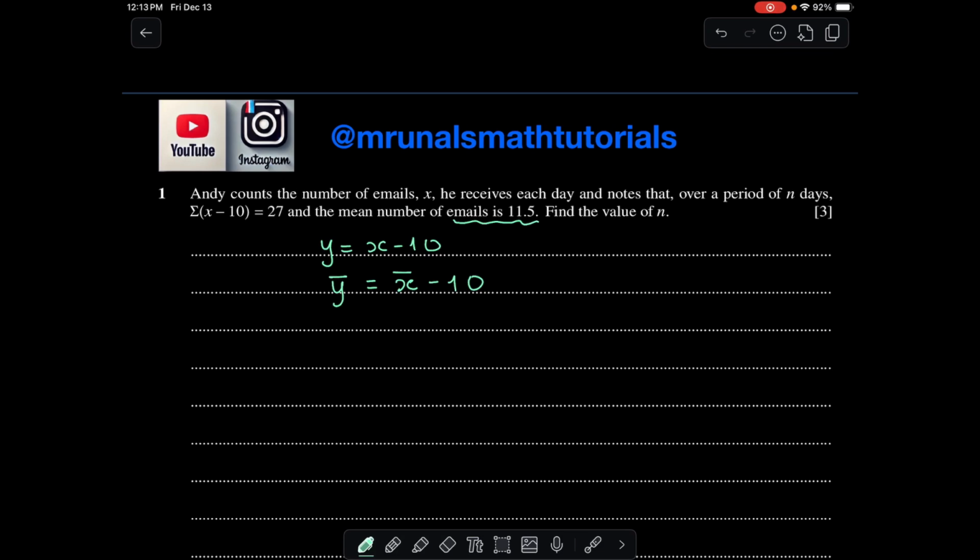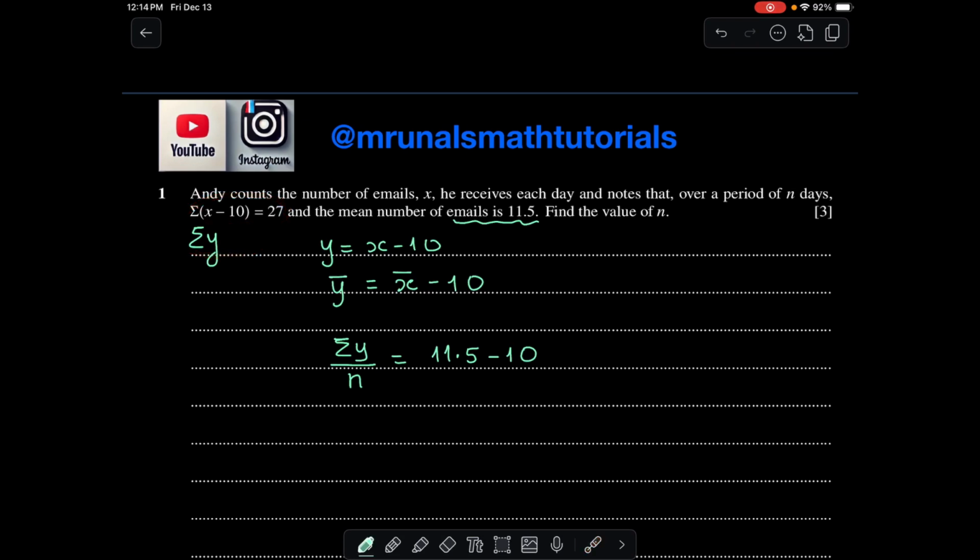Now let's find the mean of y. The mean of y is sum of y divided by n, and here the mean of x is already given to us, which is 11.5 minus 10. What is the sum of y? Sum of y is this, which is already given to you: 27. We represented y as x minus 10. So sum of y is 27.